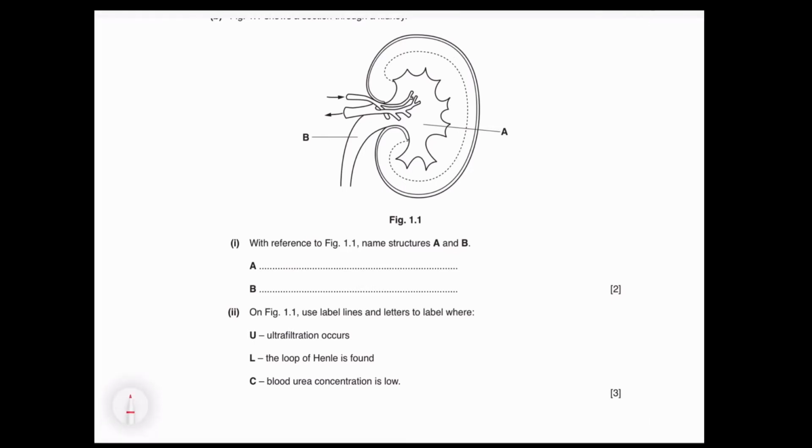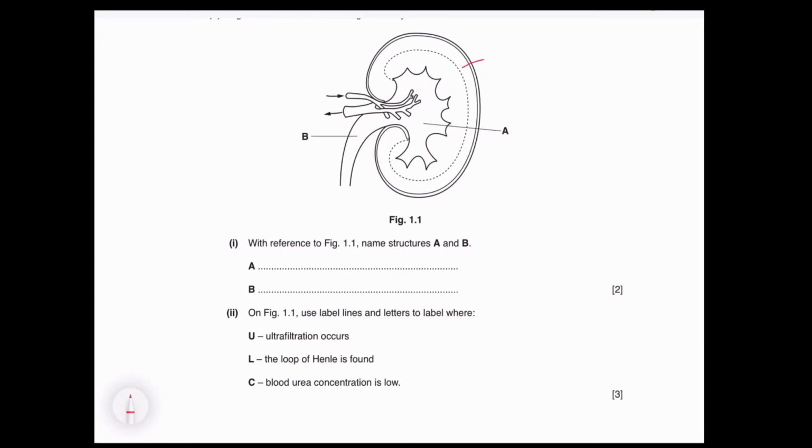So in a kidney, in general, we have two main layers to focus on. This layer is known as the cortex, and the layer inside will be the medulla. And part A is known as the pelvis.